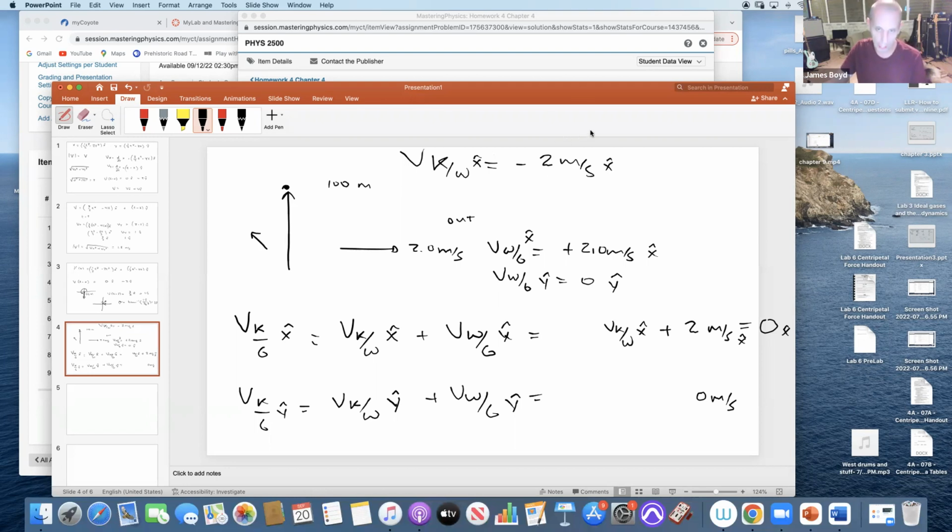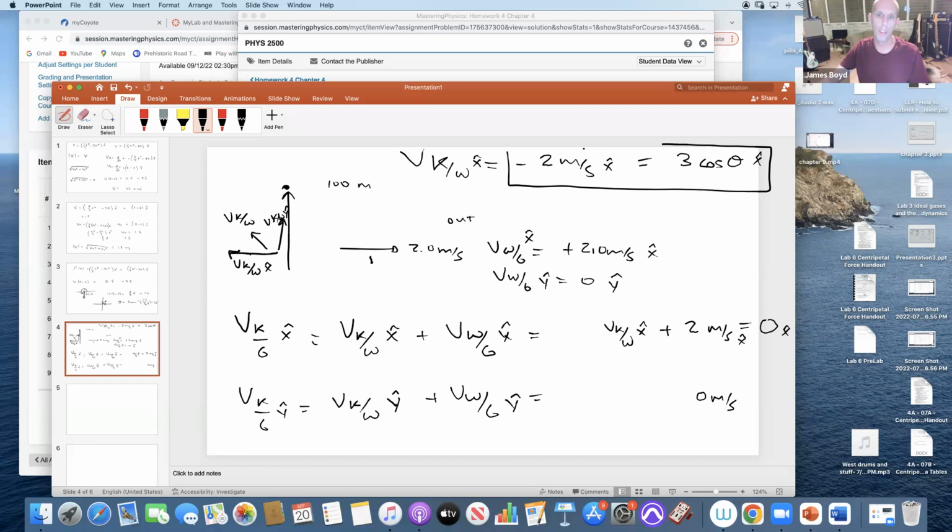Now, in order for that to happen, the kayaker speed versus the water we know is going to be 3 cosine of theta. So negative 2 has to equal 3 cosine of theta. The reason for that is, if this is the velocity of the kayaker versus the water, this is the velocity of the kayaker versus the water in the x hat. This is the velocity of the kayaker versus the water in the y. This vector has to cancel this vector. And that is going to tell us the angle, and it's going to tell us how fast he can move across the water.